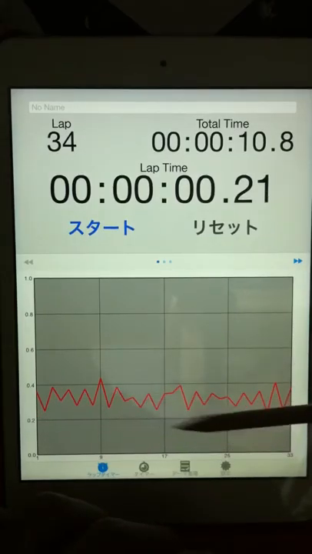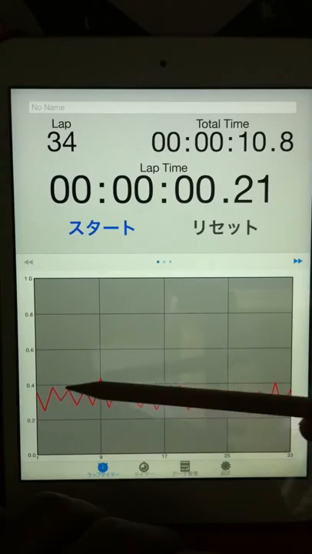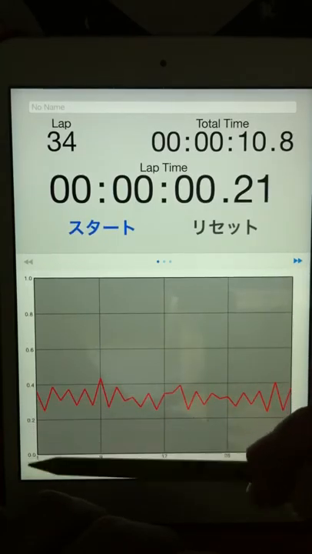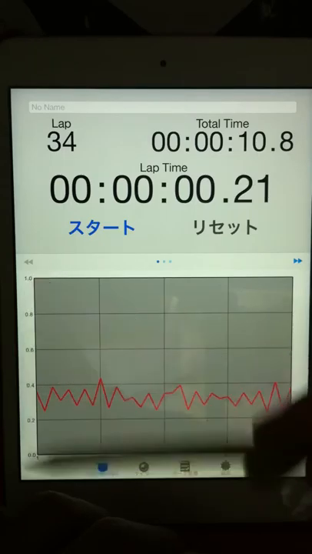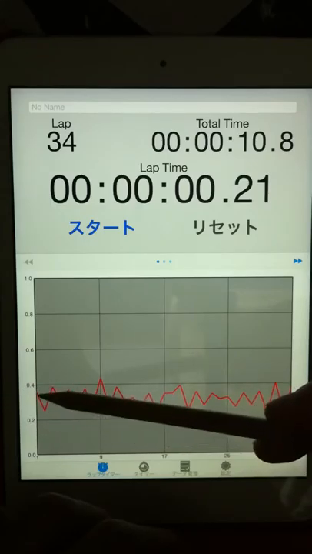Let's see the series of bounce. Front, back, front, back, front, back, front, back, S note. This is second. 0.2 second, 0.4 second.